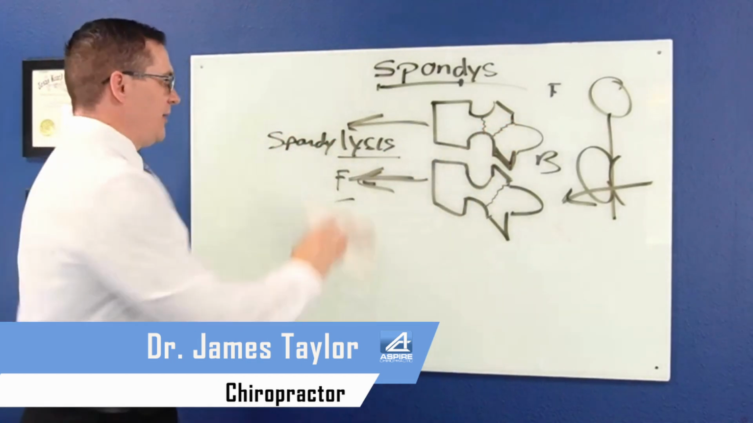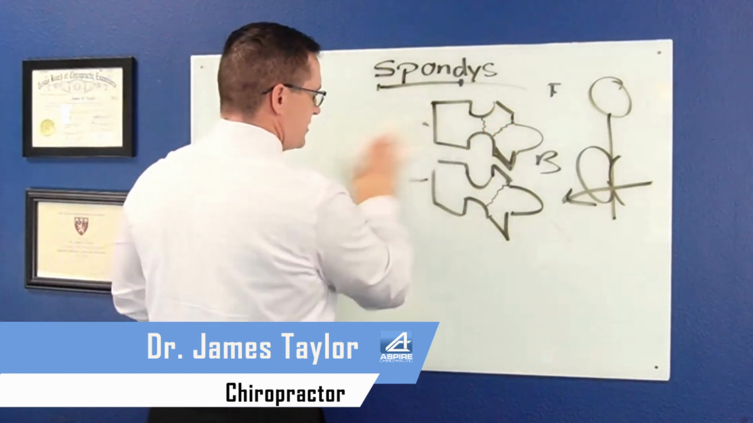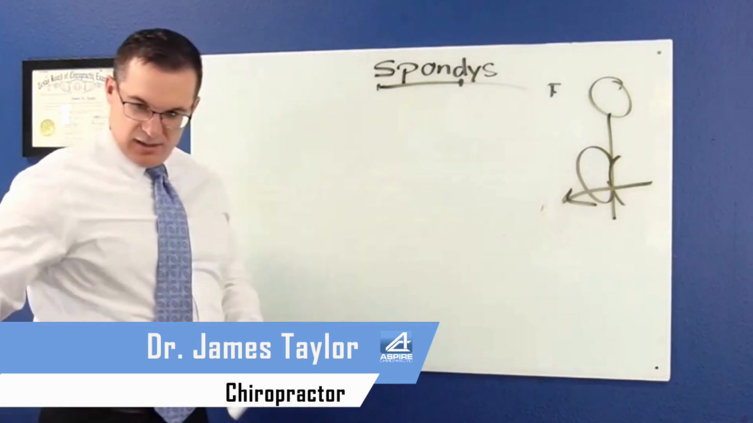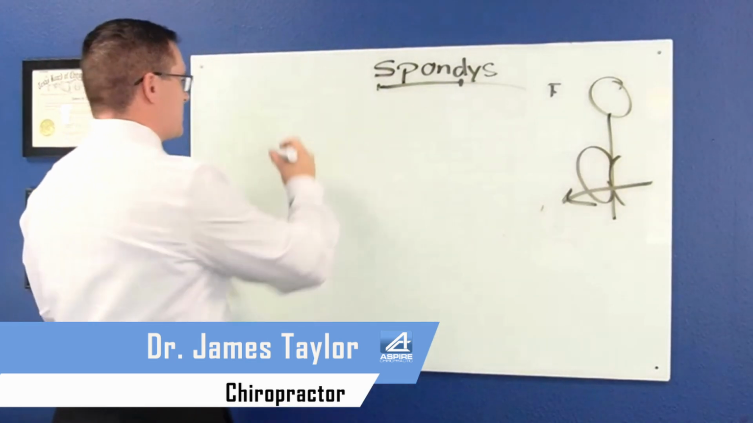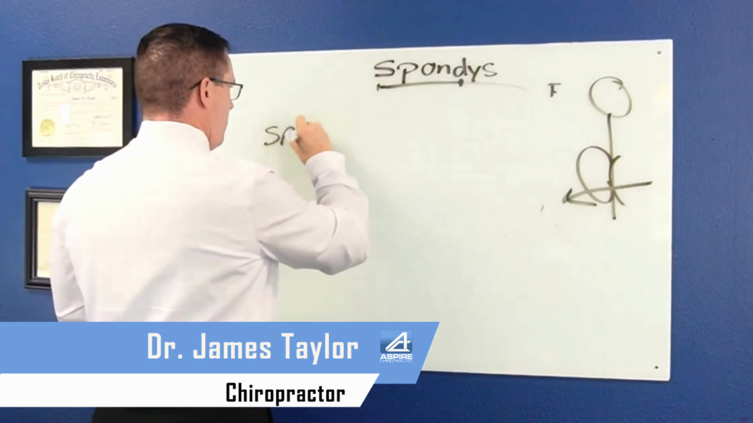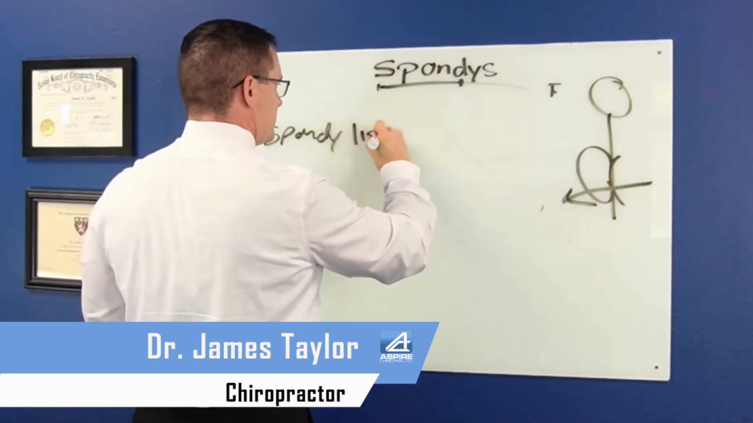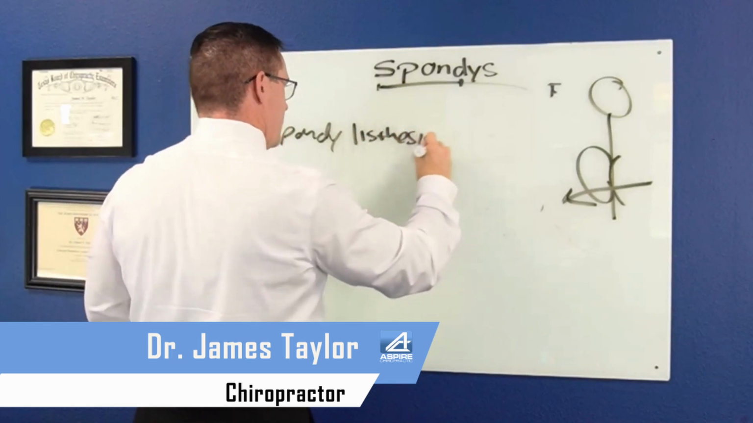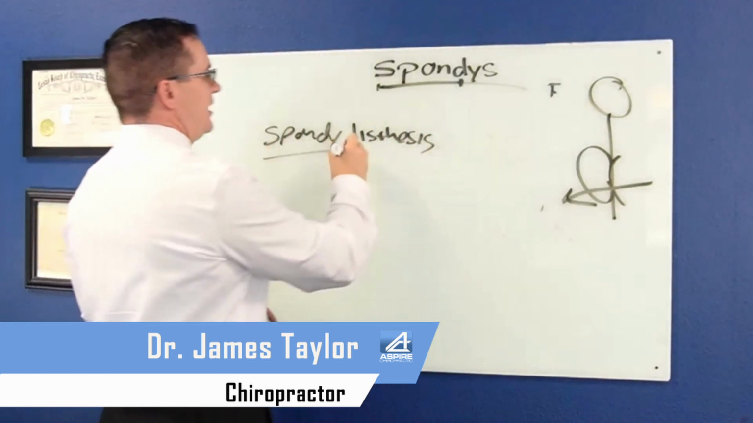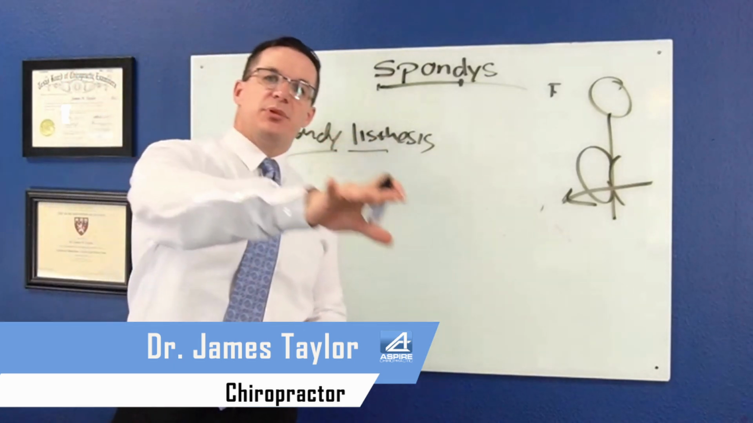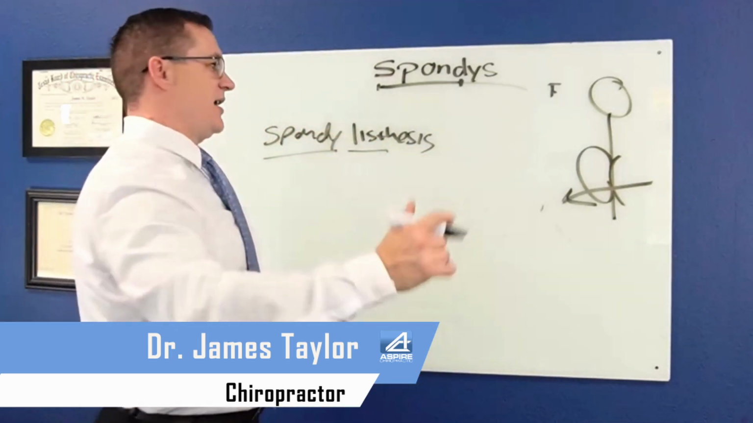Now, the last one, and in the hierarchy of these three, the most severe and the longest word, spondylolisthesis, S-P-O-N-D-Y, listhesis, L-I-S-T-H-E-S-I-S. Spondy means spine. List means to shift. It means shifting spine. Think of a ship listing left, listing right, okay?